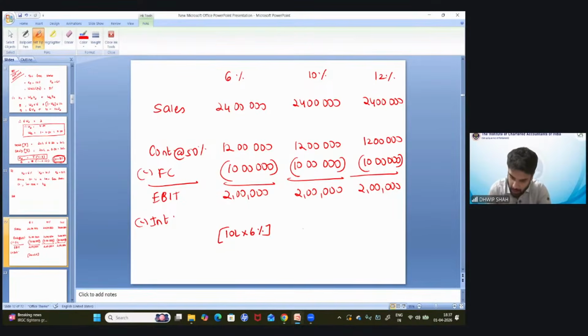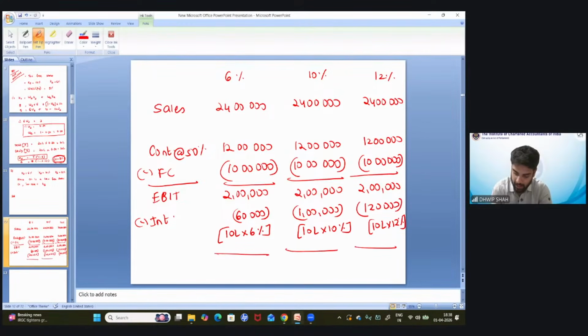Are you following? Here it would be 10 lakh पे 10% and for case 3 it would be 10 lakh पे 12%. ठीक है? So 10 lakh पे 6% 60,000, 1 lakh and 1 lakh 20,000. So my earnings before tax comes to 1 lakh 40,000, 1 lakh and 80,000. Can I say tax is 0? So earnings before tax ही मेरा earnings after tax बन जाएगा. Because tax is 0, I don't need to pay any tax.